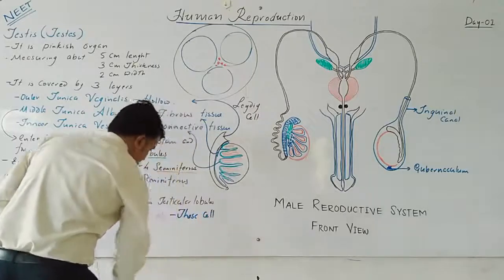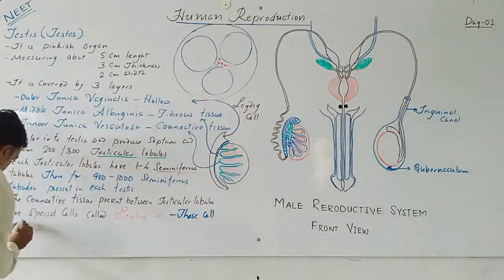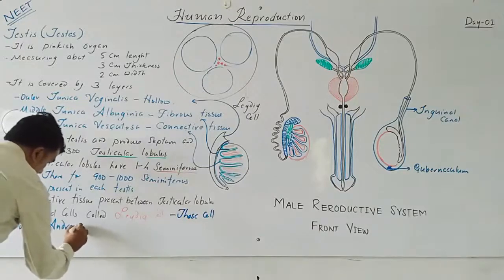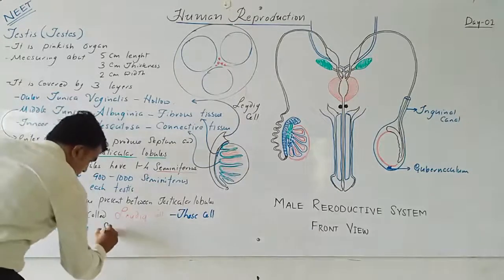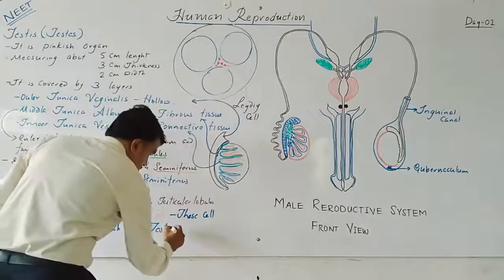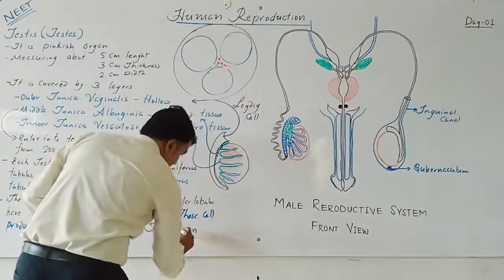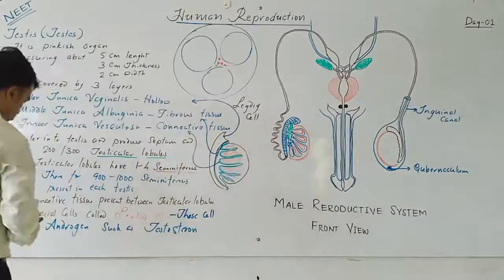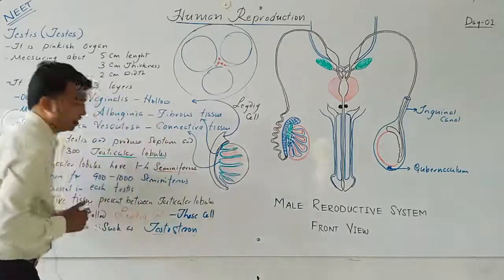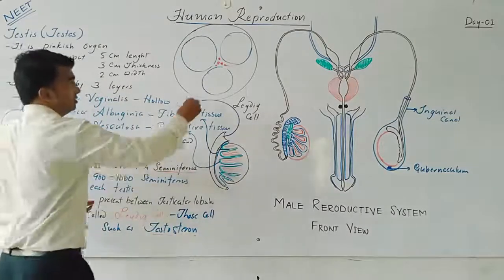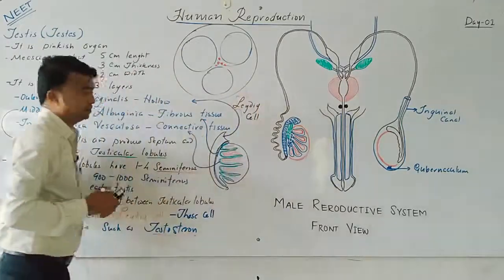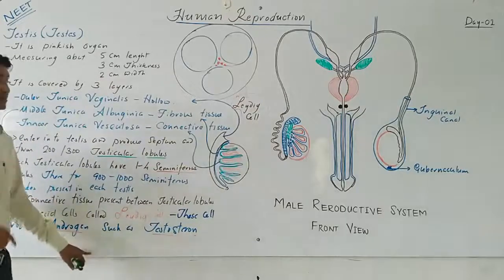these cells produce androgen such as testosterone. So this produces androgen, or the hormone like testosterone. So these are the Leydig cells. Functionally it is very important. So these cells are present outside the testicular lobules.